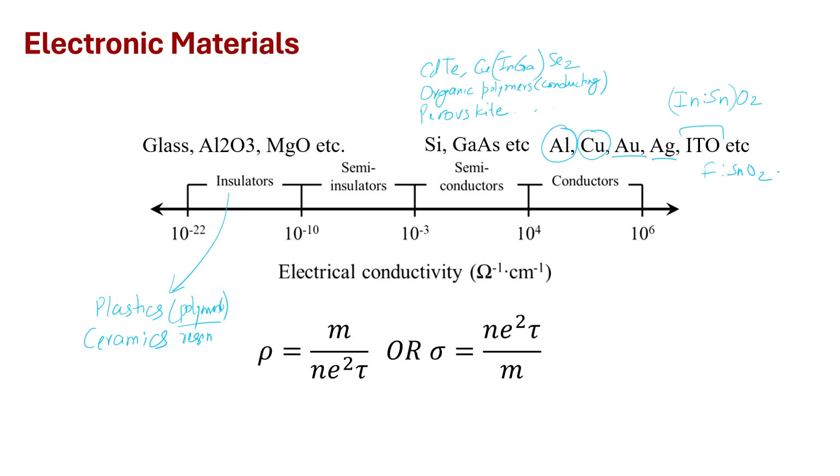So the parameter is electrical conductivity, which is defined as sigma. Sigma is equal to n e squared tau divided by m, where n is the number of electrons per unit volume, e is the electron charge, tau is what we call the relaxation time, and m is called the mass of the electron.